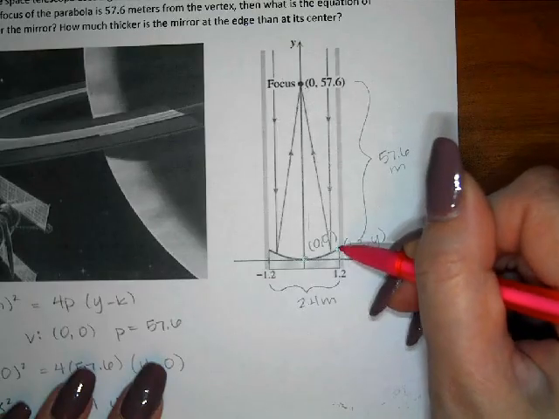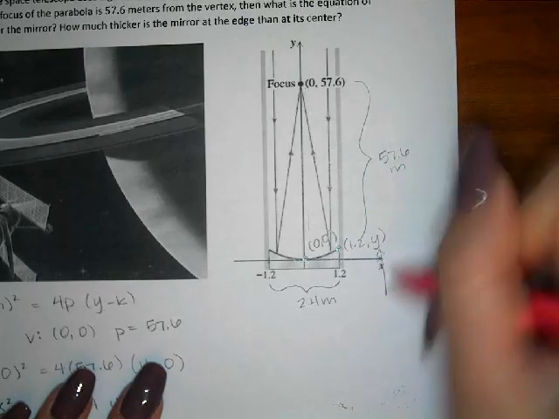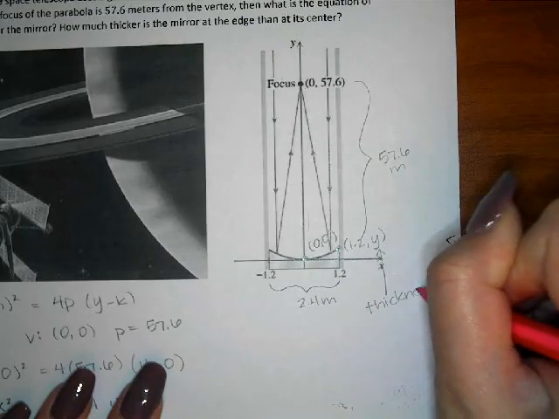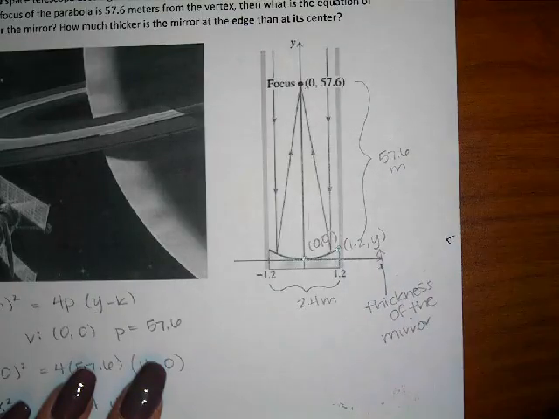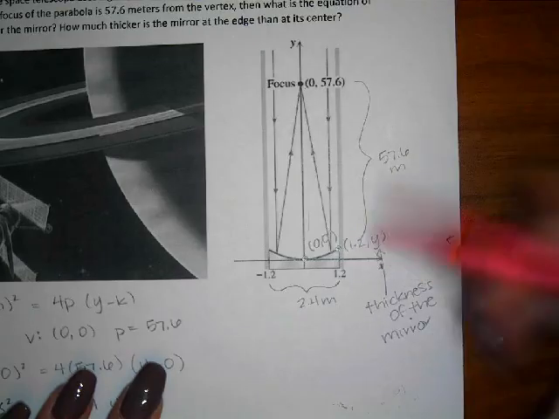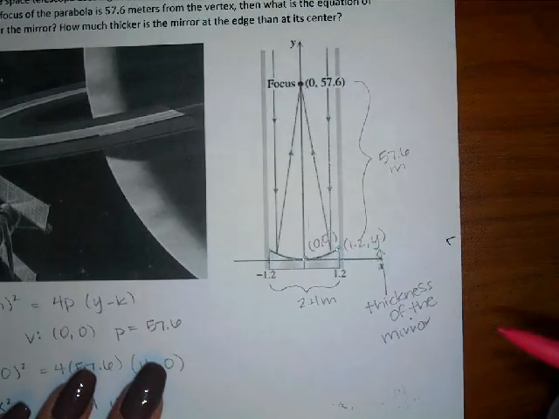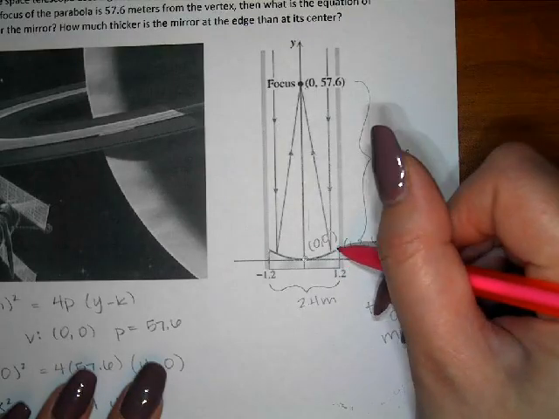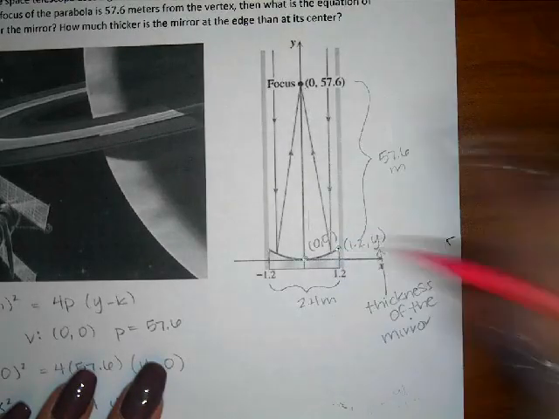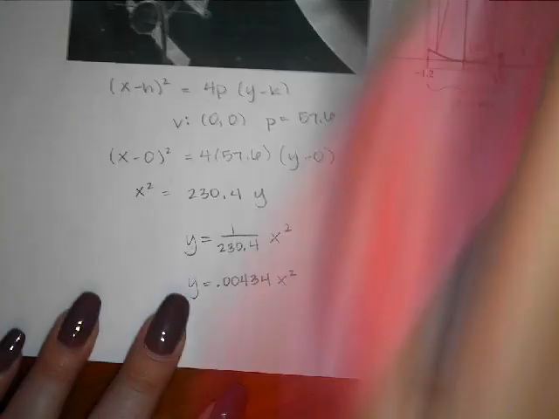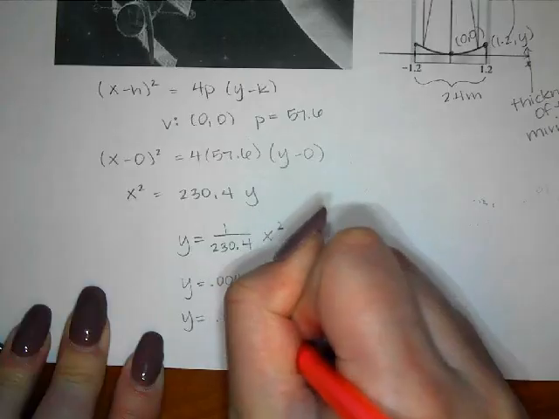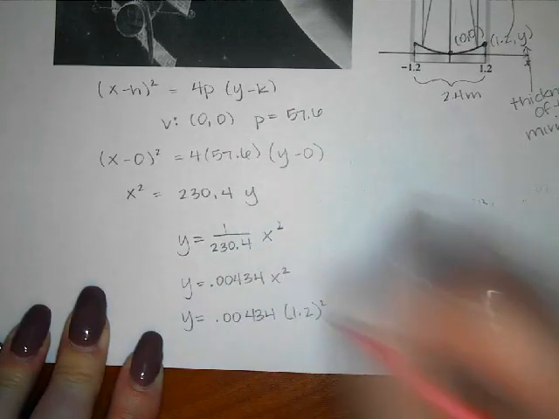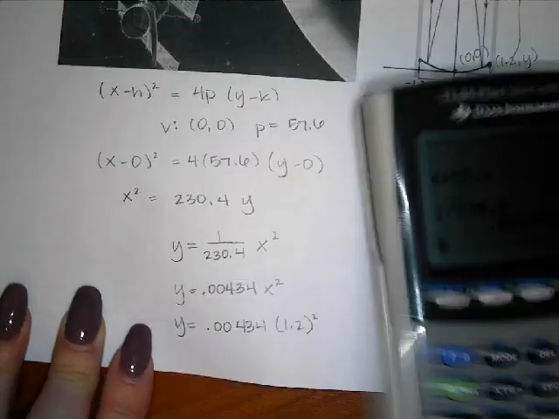So if I can plug in an x value of 1.2, or I could do it on this other side and I could do negative 1.2. If I can plug in this x value and find the corresponding y value, then I will know the thickness of that mirror. So I'm going to take my equation and I'm going to plug in 1.2. Now, I should never use a rounded decimal when I'm plugging something in the middle of a problem, and so I'm going to use this entire decimal. So I'm going to say times 1.2 squared. This is me plugging it in. Times 1.2 squared. That's the mirror.